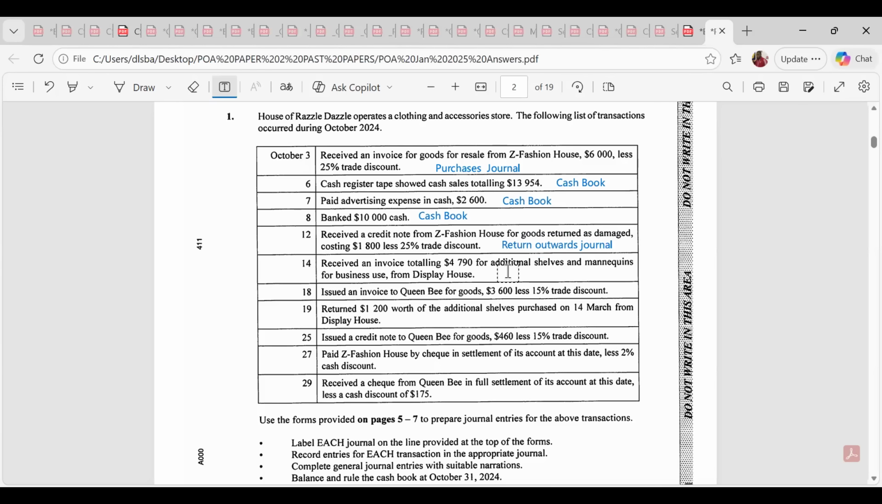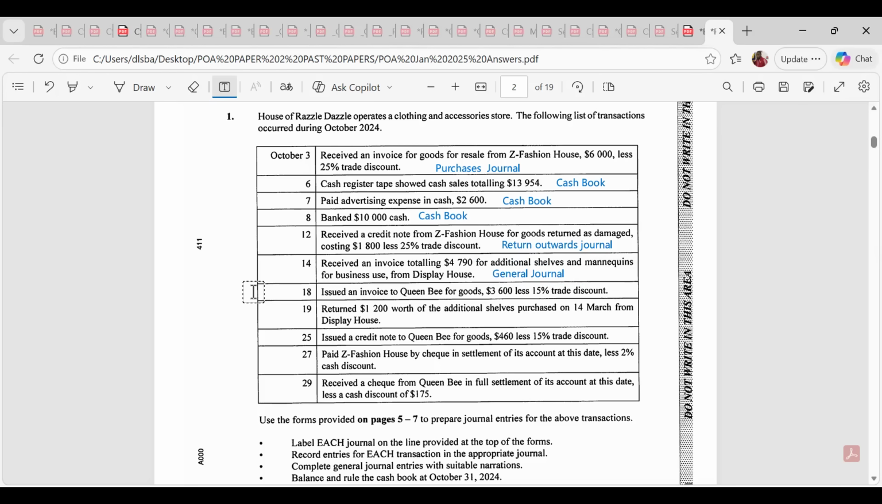Received an invoice totaling $4,790 for additional shelves and mannequins for the business. Which journal would that go into? Purchases. Somebody said the general journal. Correct. Why? Because it's not goods we bought. Additional shelves and mannequins would not be sold in a clothing and accessory store. Those will be used as non-current assets. When you buy and sell or return non-current assets, they go in the general journal.